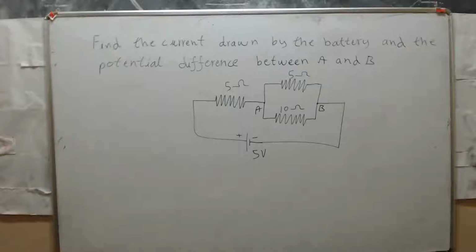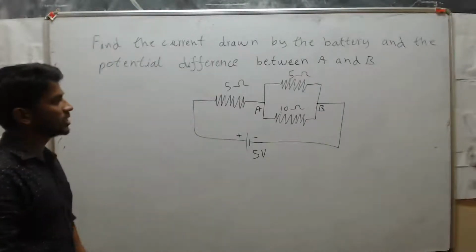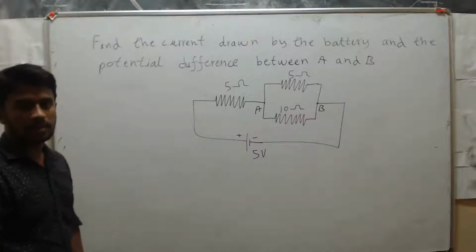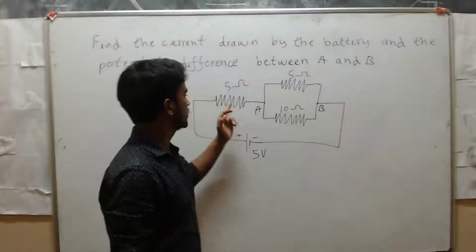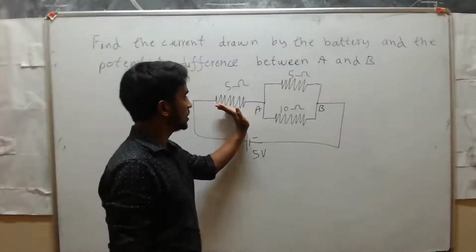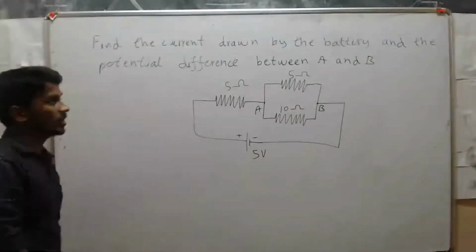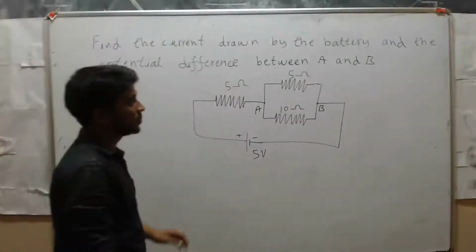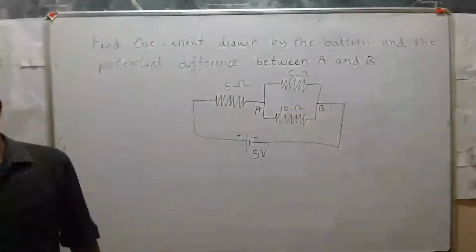Yes. So here, find the current drawn by the battery and the potential difference between A and B. Okay. See here these two resistors are in parallel and this one is in series. See this resistor is in series with this combination. Okay. So now here find the potential difference between A and B.